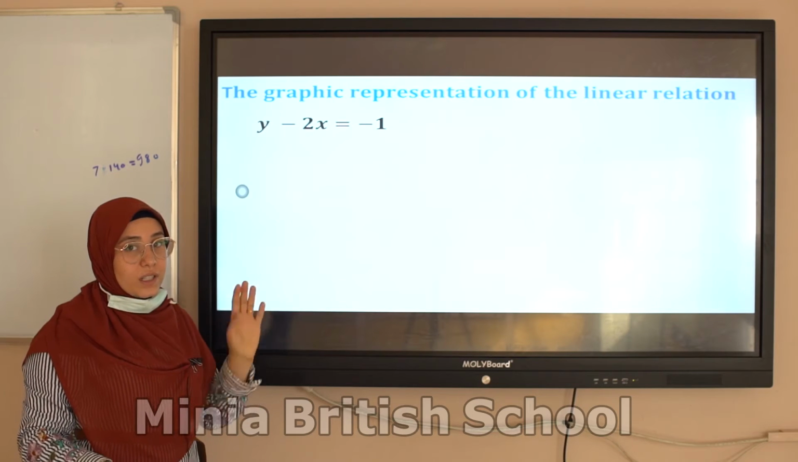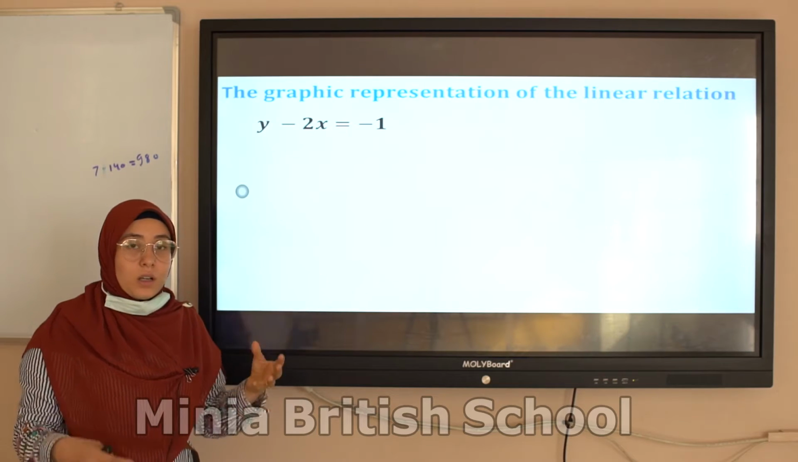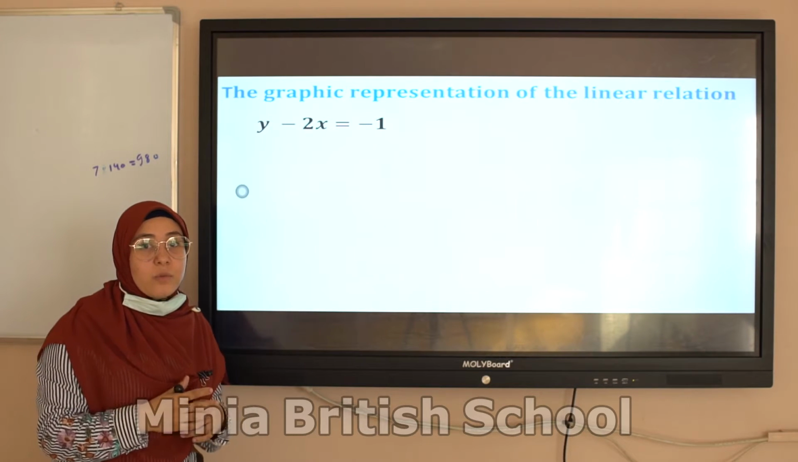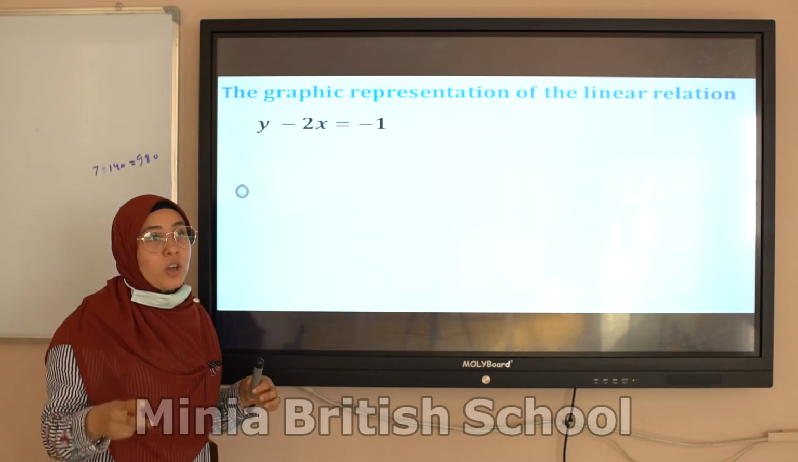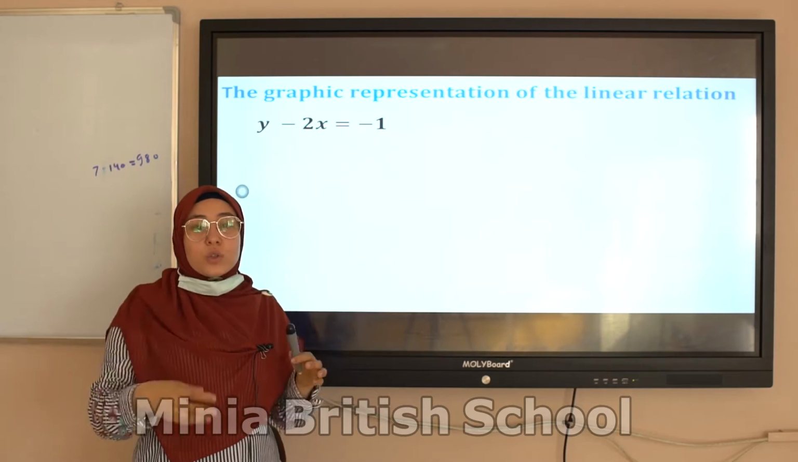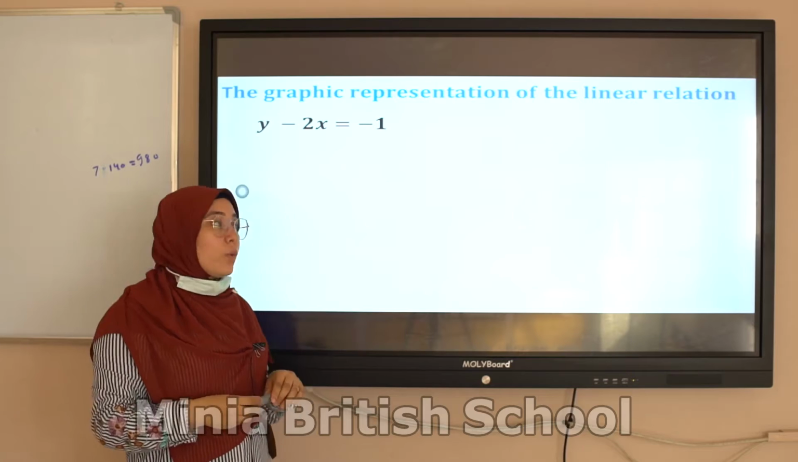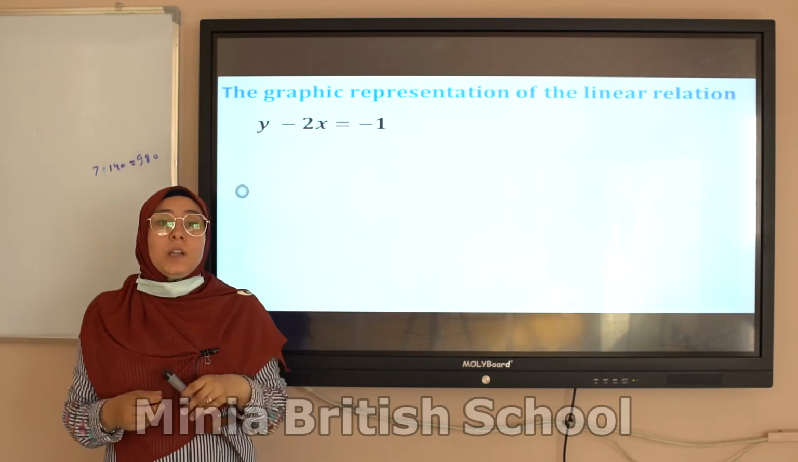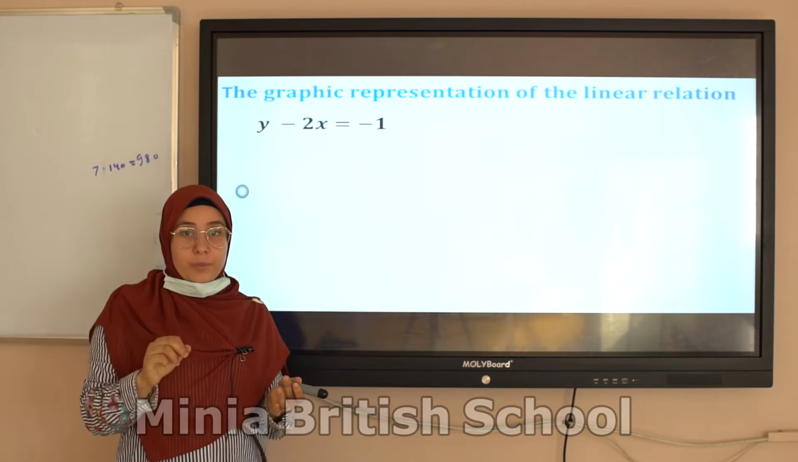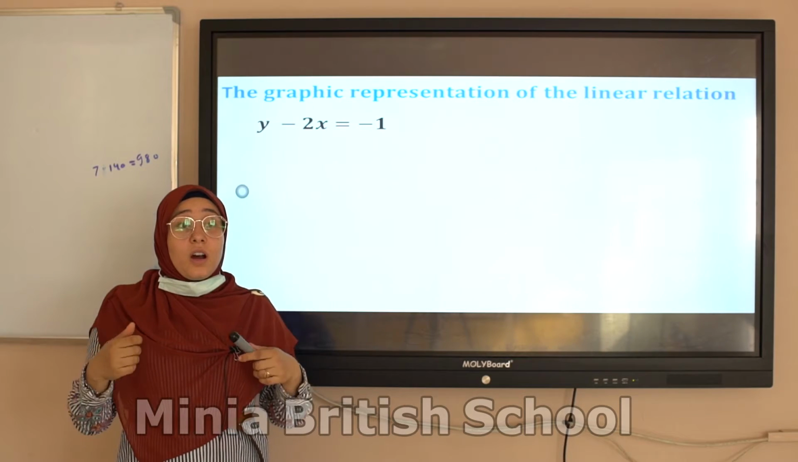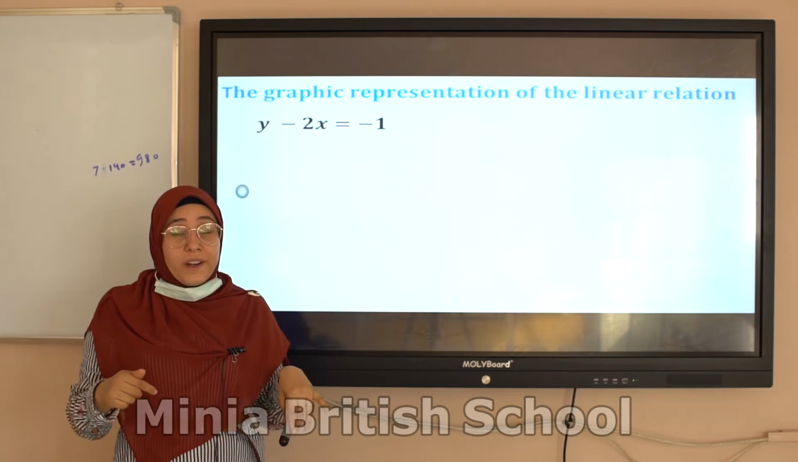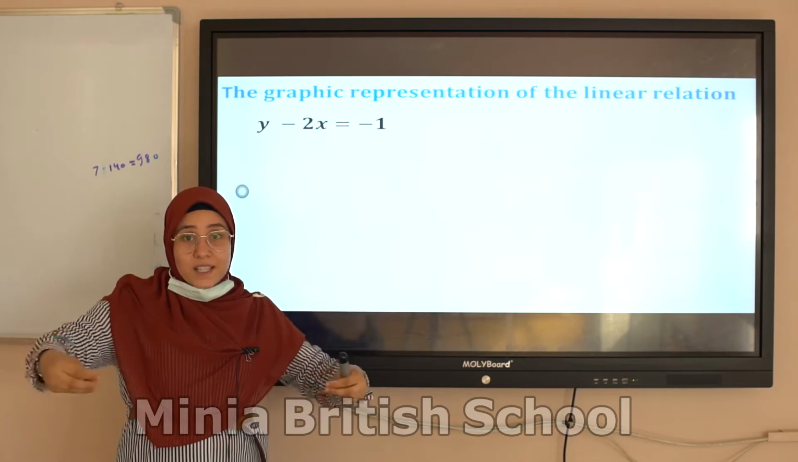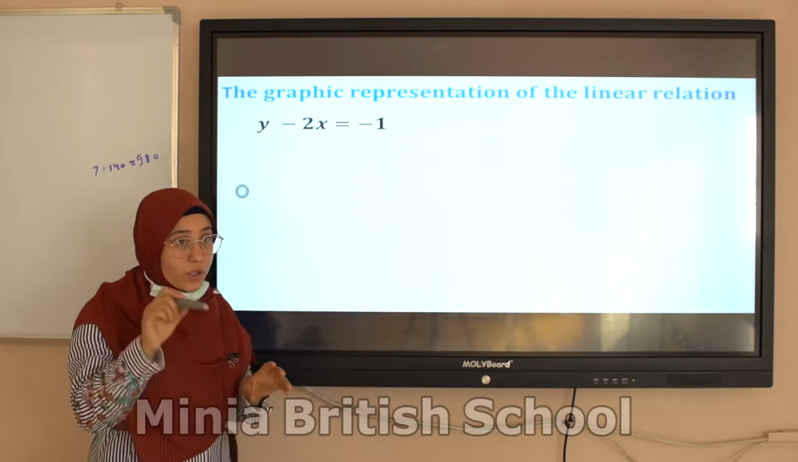Now, I need to represent it. So, I need to find some ordered pairs. I need to find at least 2 ordered pairs to draw the straight line which represents this relation, okay? But I will find 3 ordered pairs. The third ordered pair I will find to check that the 3 ordered pairs are on the same straight line, okay?